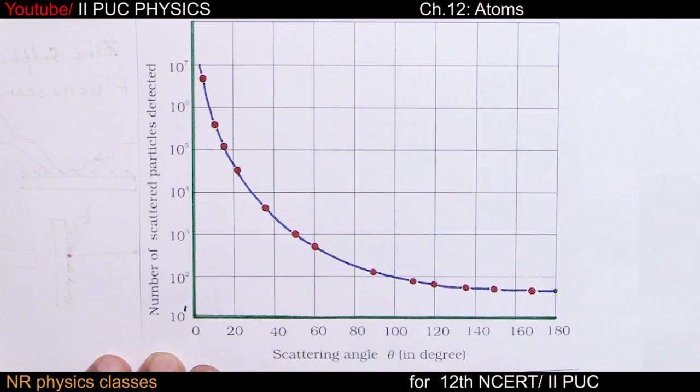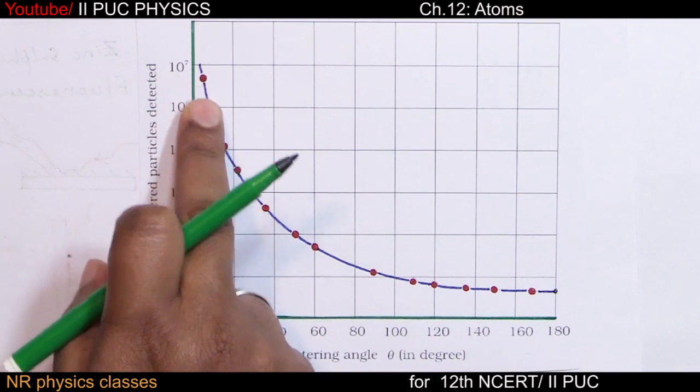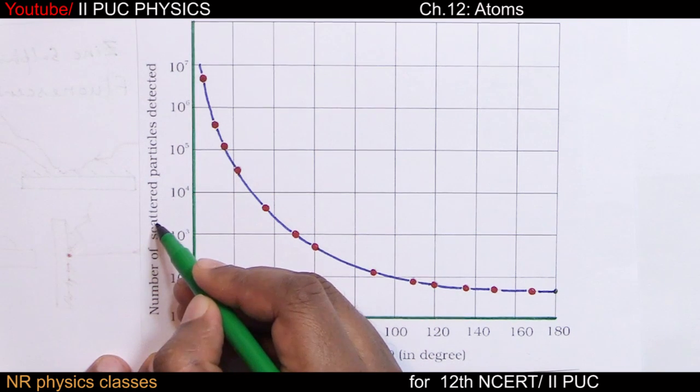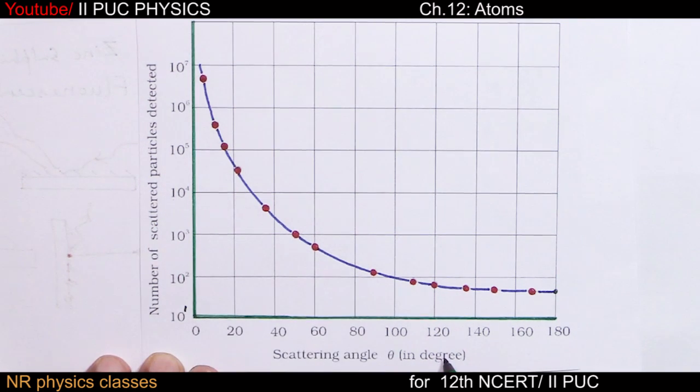So this graph can be asked for 1 mark. Don't worry about the numbers. At least you should be able to draw this nature. And you have to mention what is there along the y-axis and x-axis.